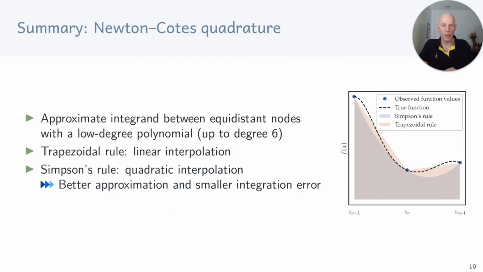To summarize, the key idea behind Newton Cotes quadrature is to approximate the true function f using low-degree polynomials between equidistant nodes. We looked at two rules, the trapezoidal rule, which does a linear interpolation, and Simpson's rule, which does a locally quadratic interpolation. We saw that the quadratic interpolation approximates the true function better and results in smaller integration errors.